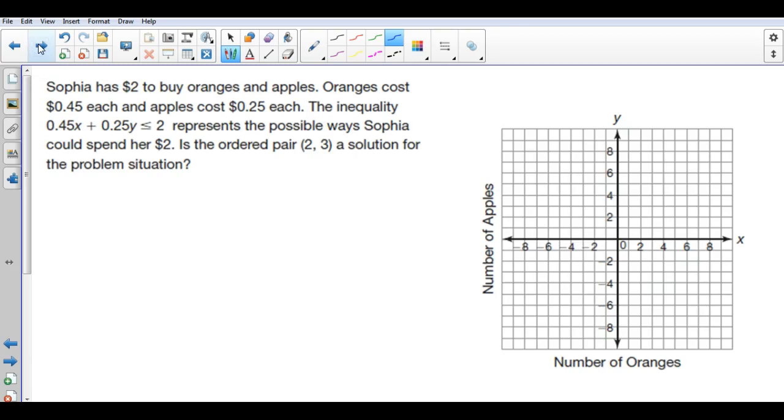And then the story problem. Sophia has $2 to buy oranges and apples. Oranges cost 45 cents each. Apples are 25 cents each. So it writes, there's an inequality here, 0.45 times x. That's going to represent the number of oranges plus the 25 cents per the number of apples that she buys. And her budget is $2. So she has to be less than or equal to the $2 on here.